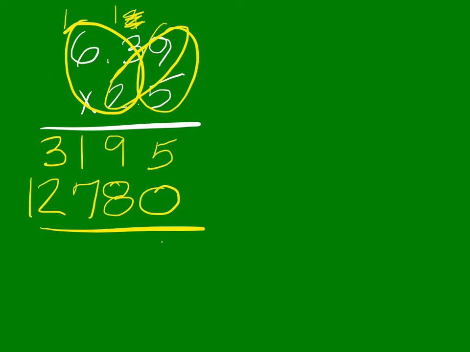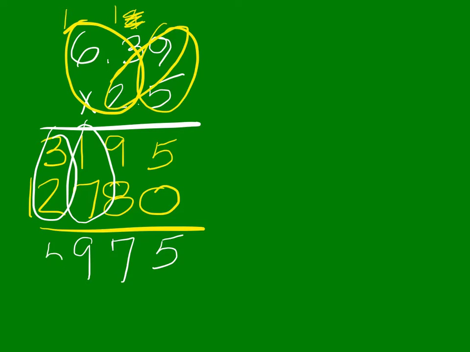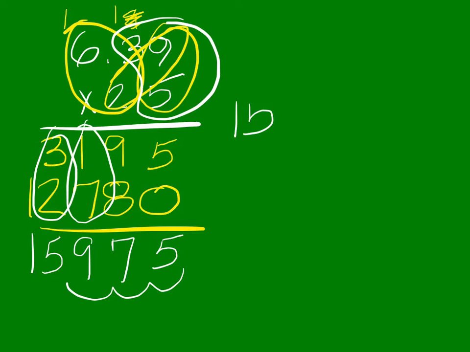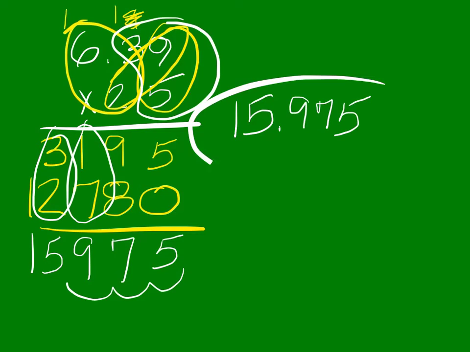So add them up to get 5, 17, and carry the 1 to here. So instead of 8, it's 9. And then this will be 5, and just drop your 1. You have 3 numbers to the right of a decimal point, so go over 3 places. 5.97, or actually 15.975.